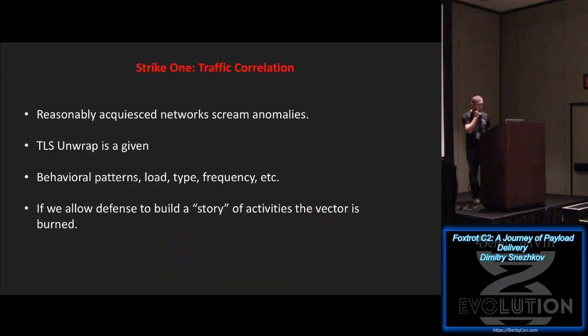So strike one, if we're talking about in-flight detection, is traffic correlation. Some known packets or signature of a packet gets pulled out. If you rely on TLS by doing HTTPS or whatever custom SSL encryption you're doing, it will get unwrapped. And when it gets unwrapped, your payload is naked. You have behavioral patterns. You have a load, type, and frequency of communication to your C2 once you deploy. That, if people are actually watching on the network, gets you burned.